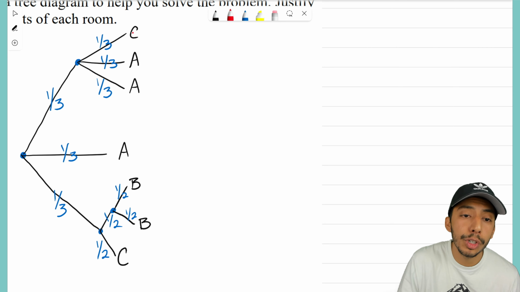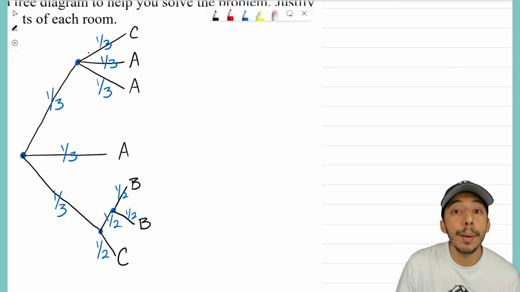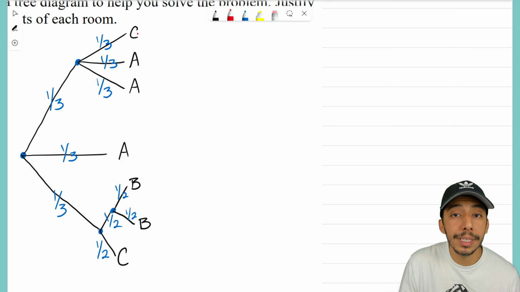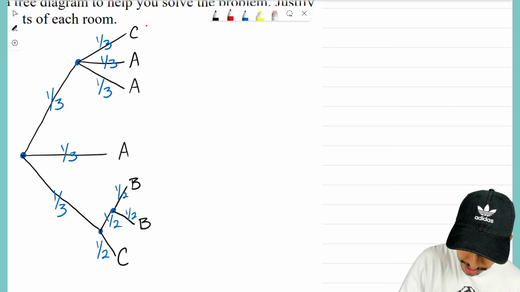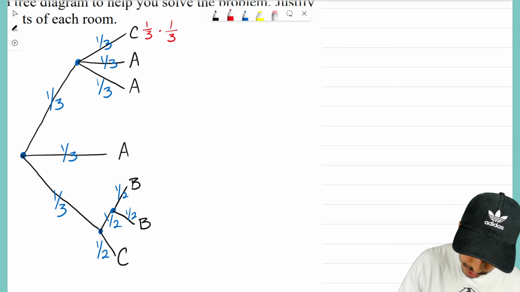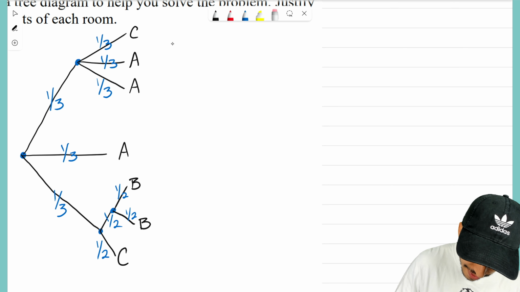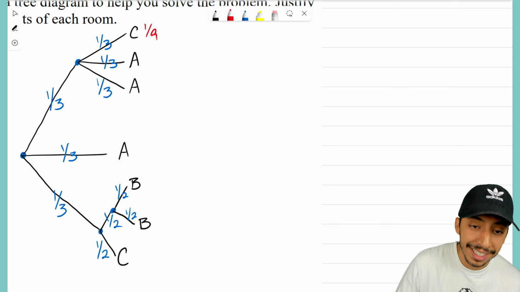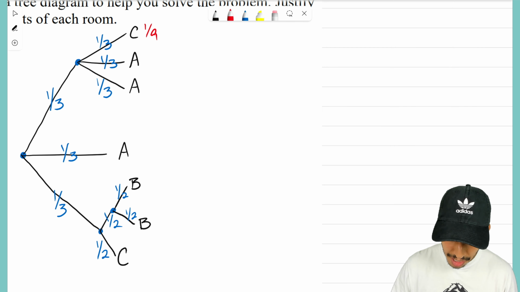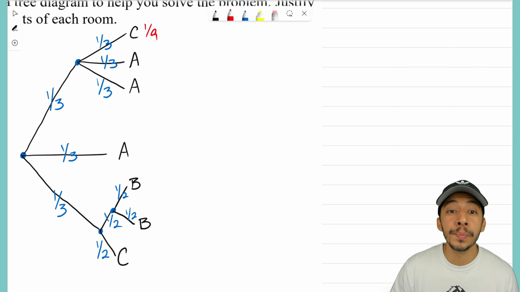For him to end up in this room, notice he had to go up, passing the 1/3, and then up again, passing this 1/3. Well, in order to figure out what this probability is for C, I just have to take the first 1/3 and the second 1/3 and multiply them together. So 1/3 times 1/3 is going to give us a value of 1/9. The chance of him getting to that room C up there at the top is 1 out of 9 because 1/3 times 1/3. We need to do that all the way down this tree diagram.